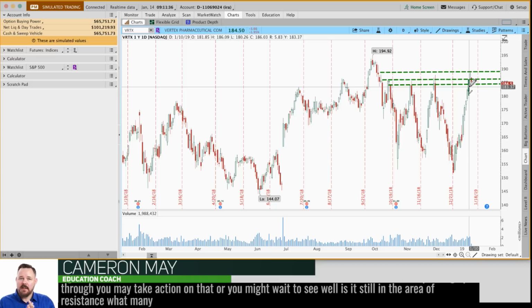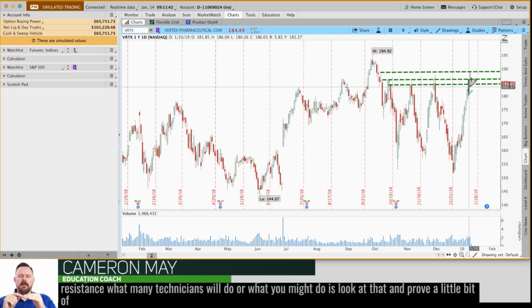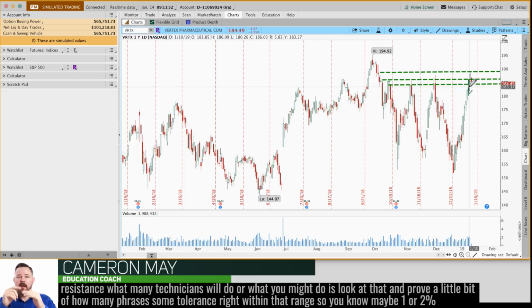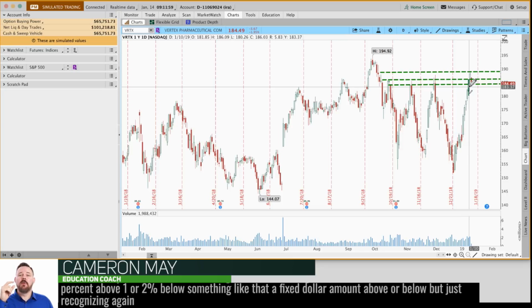What many technicians will do, or what you might do, is look at that and provide some tolerance, right, within that range. So, you know, maybe 1 or 2% above, 1 or 2% below, something like that, a fixed dollar amount above or below. But just recognizing again that we're looking at a price ceiling in an area.